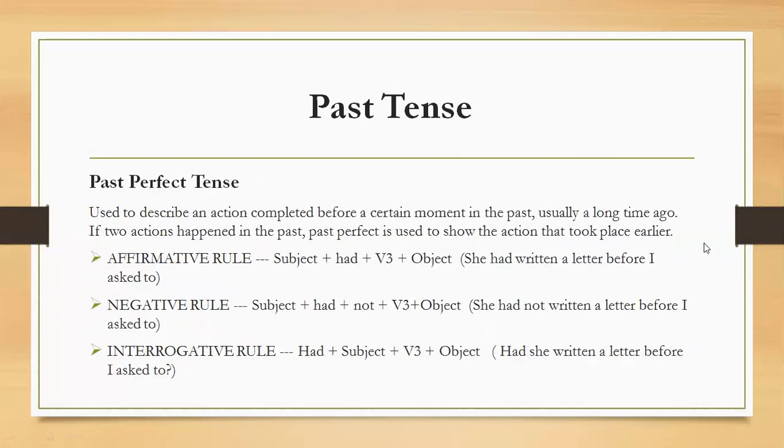Now, past perfect tense. What is past perfect tense? Past perfect tense indicates an action in the past that had been completed before another time or event in the past.